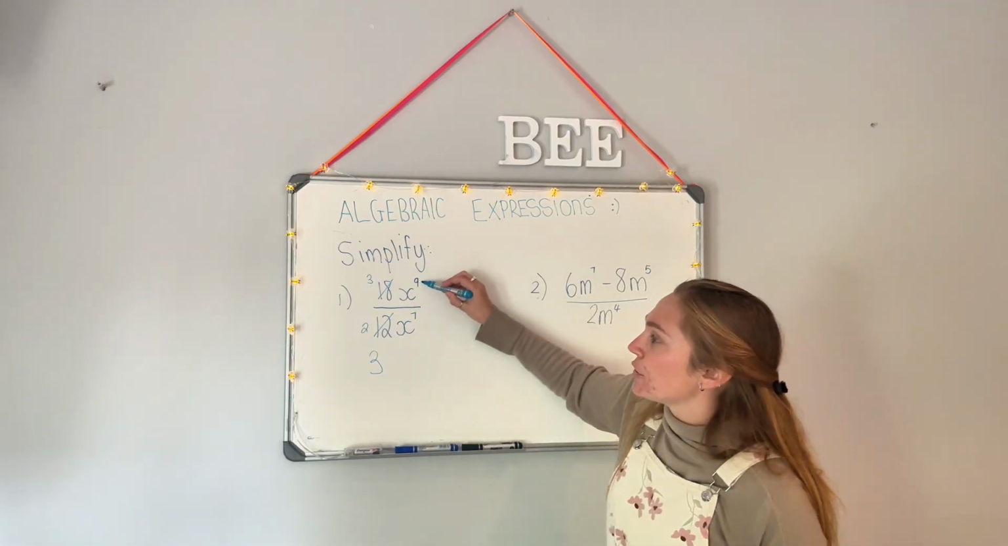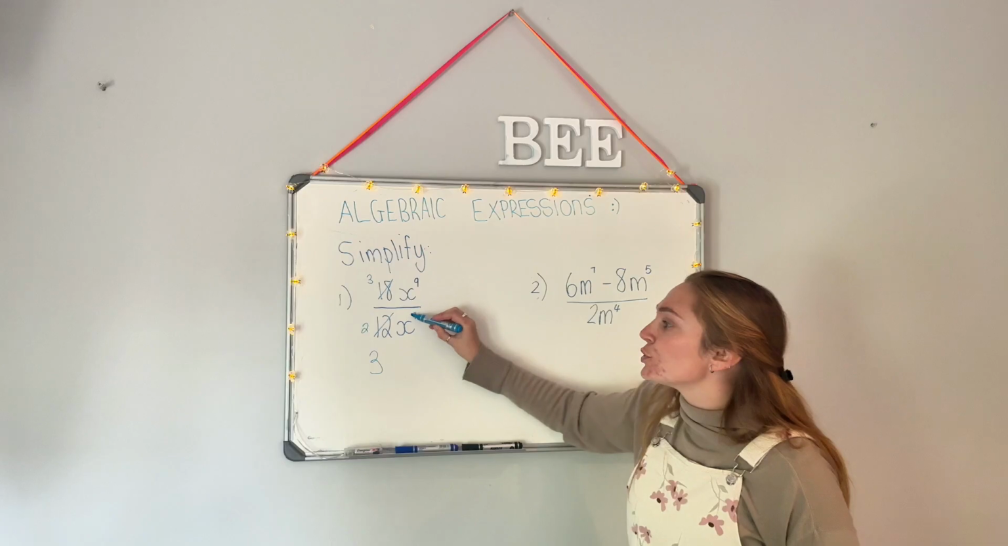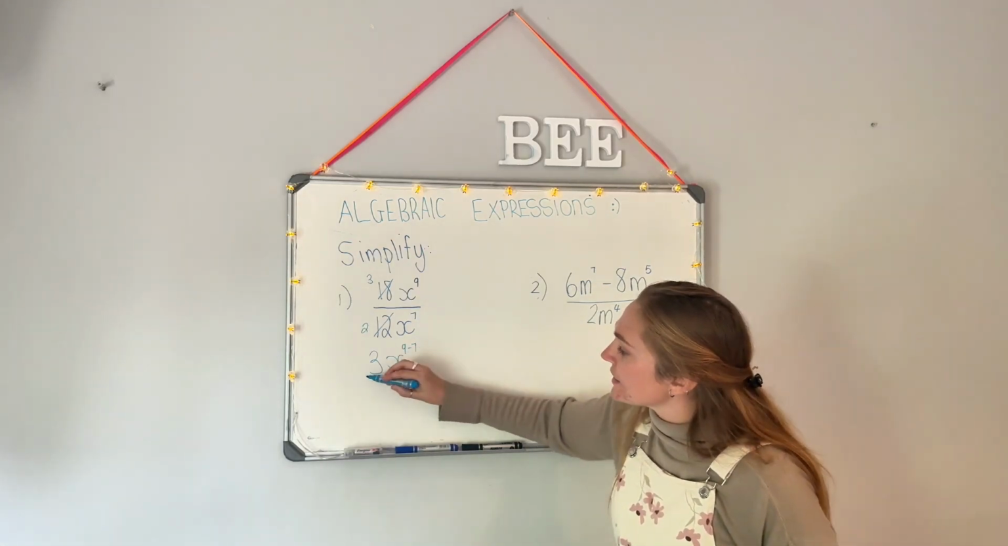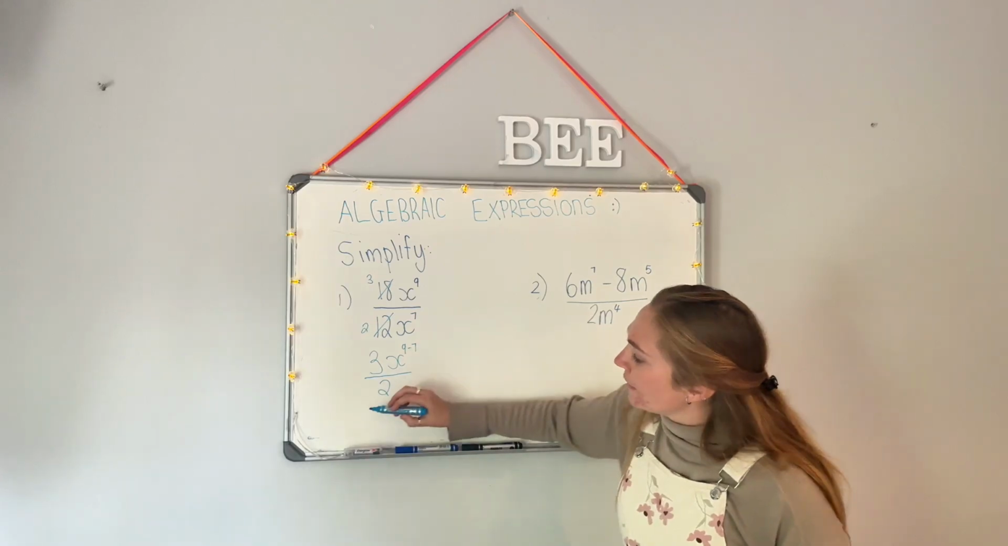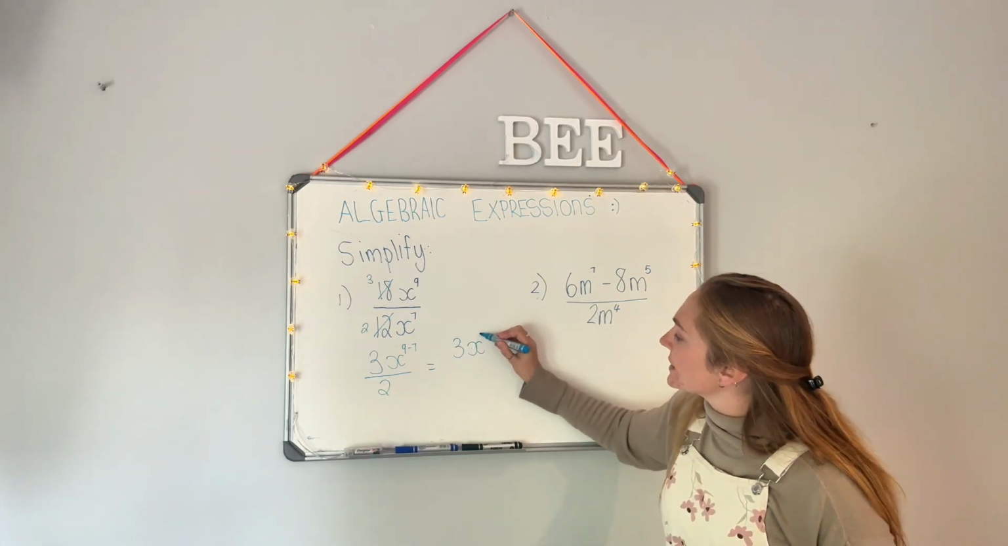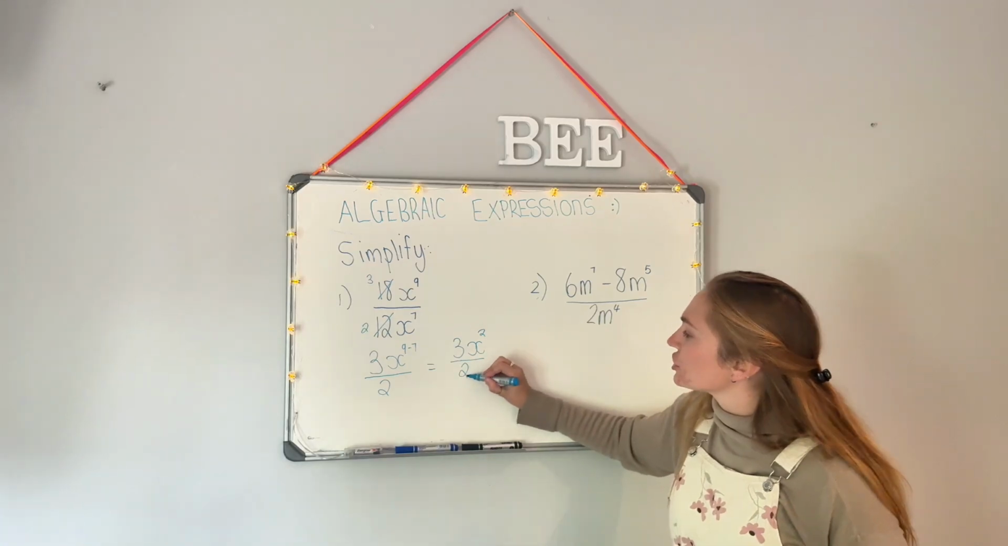Where's my biggest exponent? At the top. So I'm going to move that 7 to the top. So it's going to be x to the power of 9 minus 7 over 2. Finally, making my answer equal 3x squared over 2.